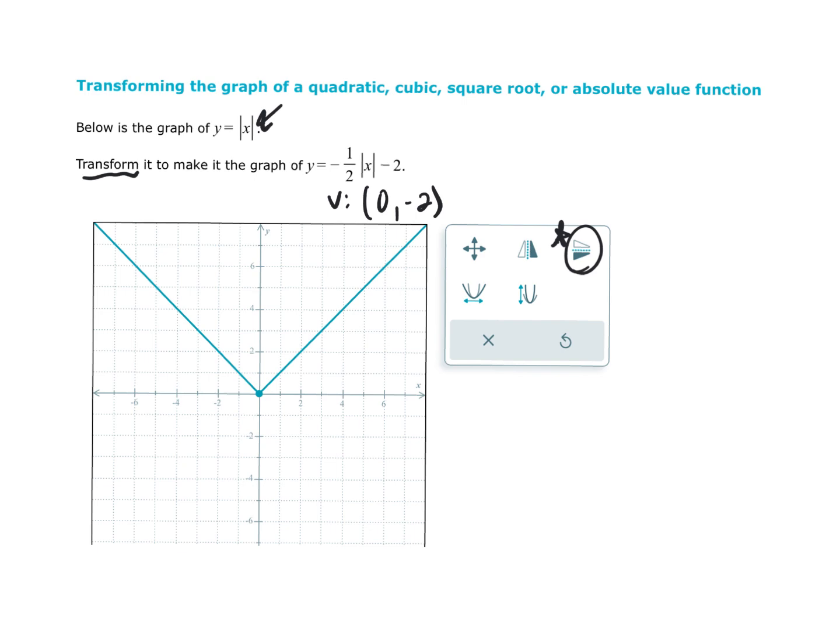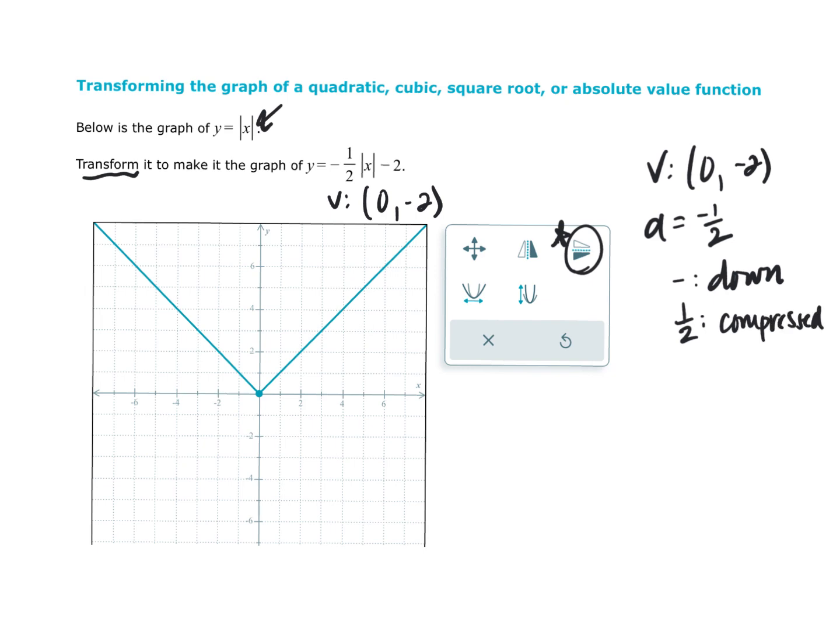And then we have a. Our a is, let me write it over here. Our vertex is 0, -2, and a is -1/2. Now the negative, we know that this means it's opening down or reflected across the axis, and 1/2 means it's compressed. Now the hardest part of this in ALEKS is the 1/2.